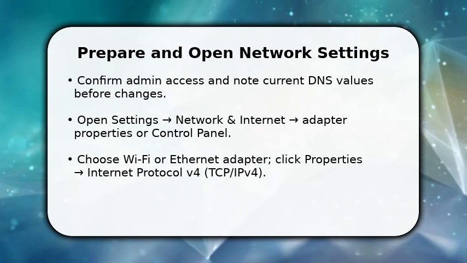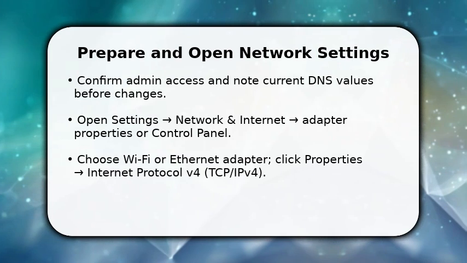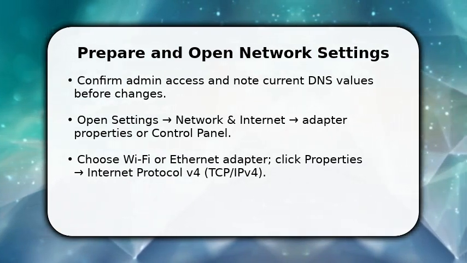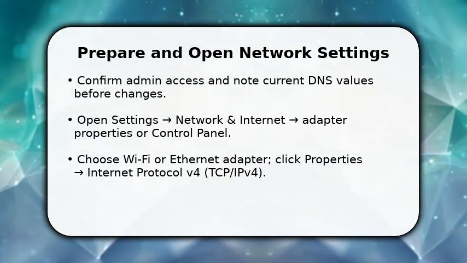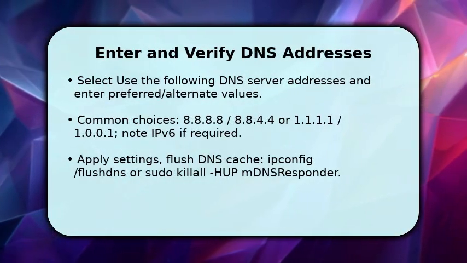Once you've selected Wi-Fi or Ethernet, click Properties and find Internet Protocol v4, TCP/IPv4. This first step locates where DNS is set and prepares you to enter new addresses quickly. Do not skip the backup of existing values. You now change the actual values.